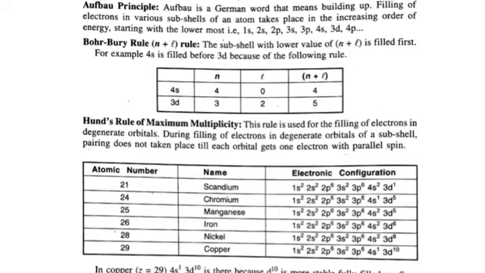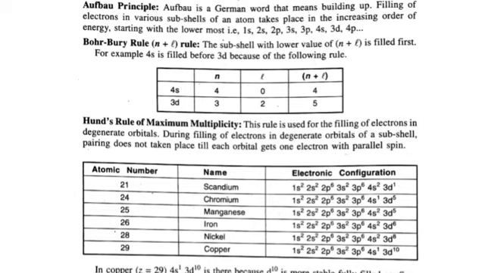Aufbau principle. Aufbau is a German word that means building up. Filling of electrons in the various subshells of an atom takes place in the increasing order of energy, starting with the lowermost, that is 1s, 2s, 2p, 3s, 3p, 4s, 3d, 4p, and so on.